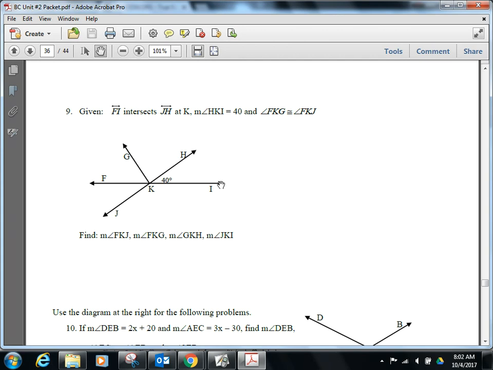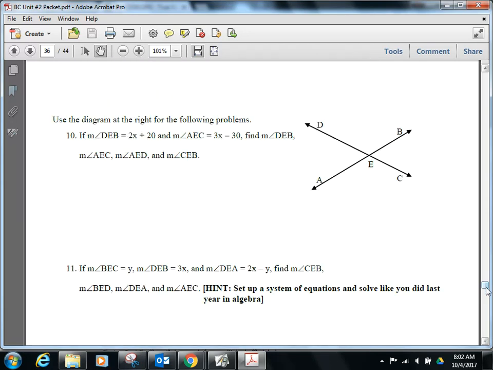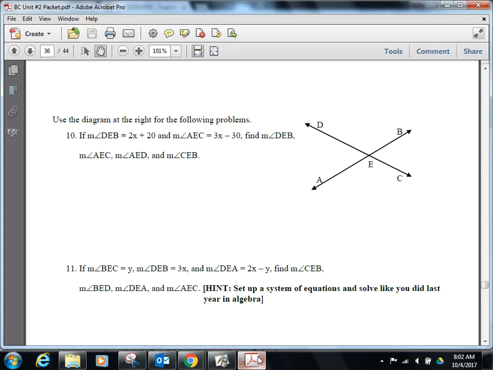Here we go. JKI. 140. 1 out of 4 ain't bad. Questions? And then number 10, because we already went over 11. Number 10, what are we looking at here? 10. 7 again. Redeem yourself. Let's go. Redeem. Redemption.